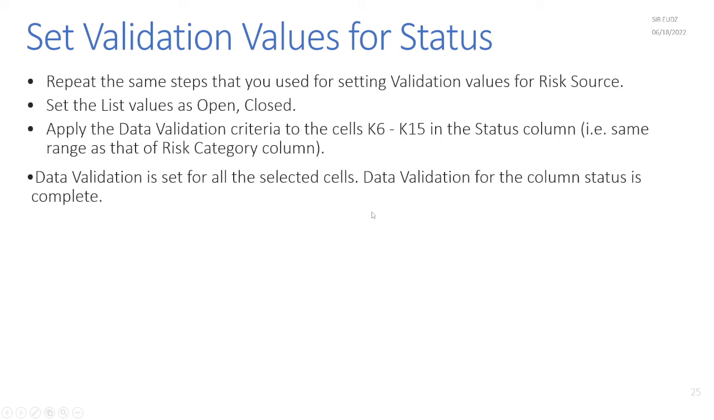Set validation values for status. Repeat the same steps as you use for setting validation values for risk source and set the list value as open and closed. Apply the data validation criteria to the cells K6 to K15 in the status column, that is the same range as that of the risk category column. Data validation is set for all the selected cells. Data validation for the column status is also complete.